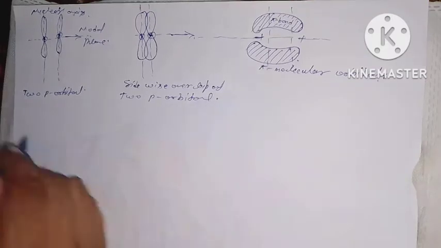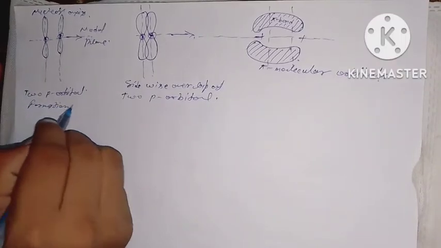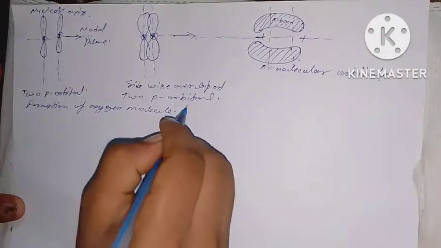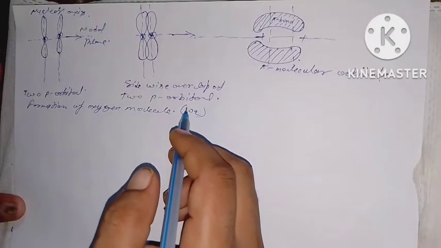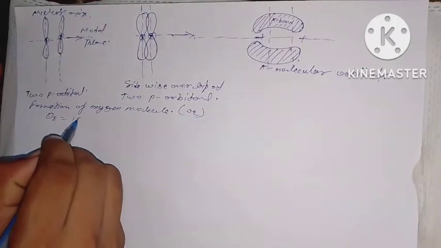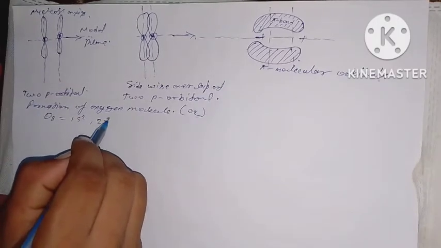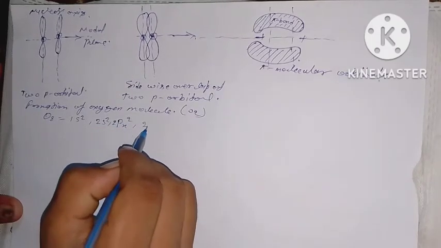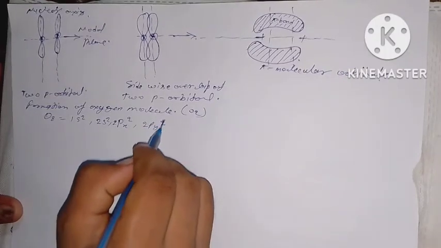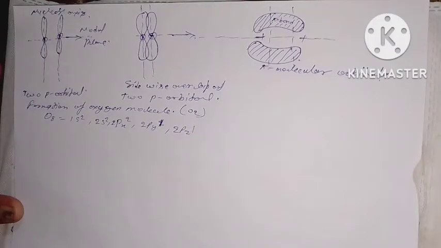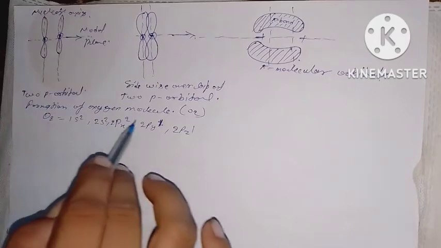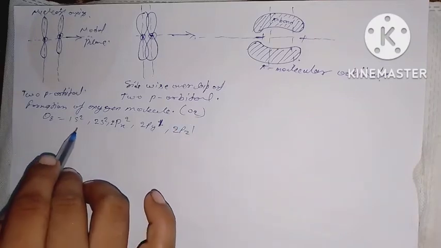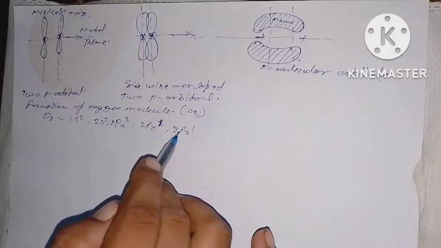Formation of the oxygen molecule. The electronic configuration of the oxygen atom is O8 equal to 1s2, 2s2, 2px2, 2py1 and 2pz1.